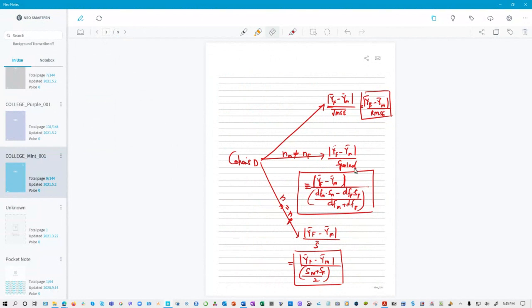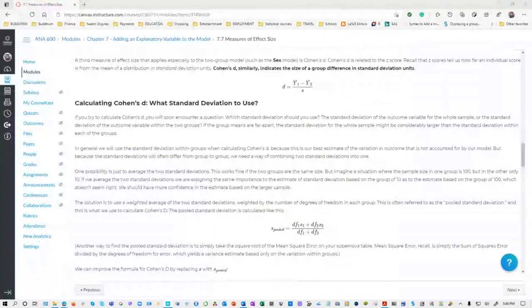Look at this one. This pooled one is nothing but root mean squared error. But if you really want to find the standard deviation of y, it's root mean square total. That's what I want to make clear here. That's what they were telling you.